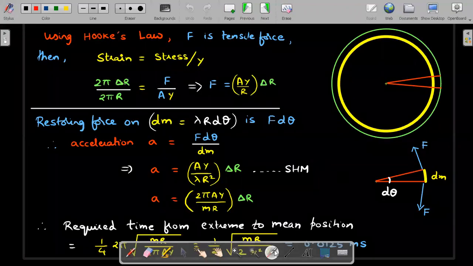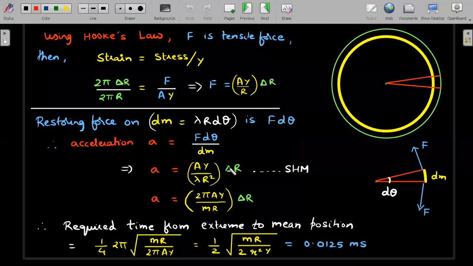What we are going to do in this particular problem is a mix of Hooke's law and the way we can write the SHM equation. Hooke's law tells you that F is, let's say, a tensile force that is developed. If I have expanded the ring to its extreme position, the green line defines the extreme position. Then the tensile force F is associated with Hooke's law, stress and strain, in this manner: strain equals stress divided by Young's modulus.